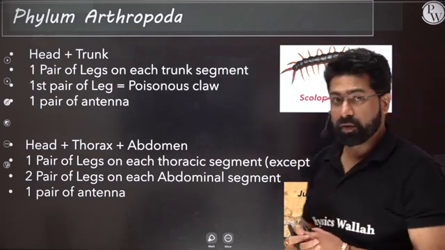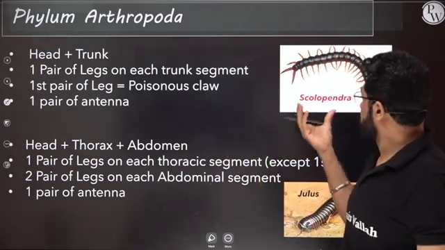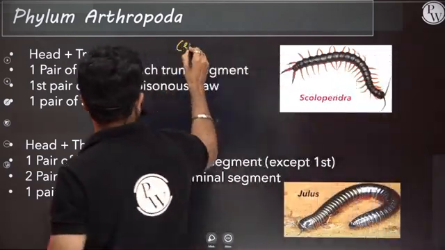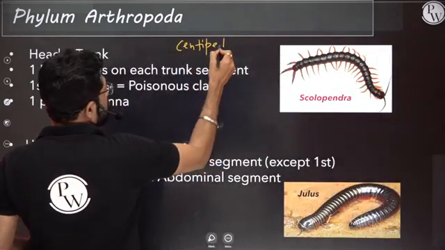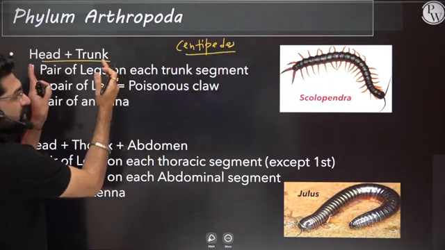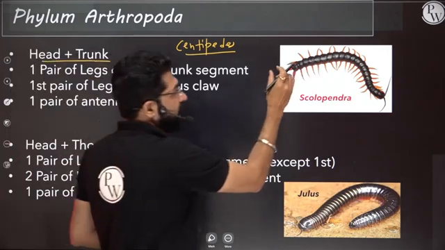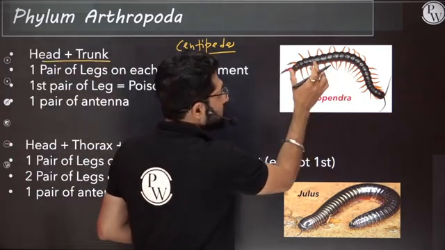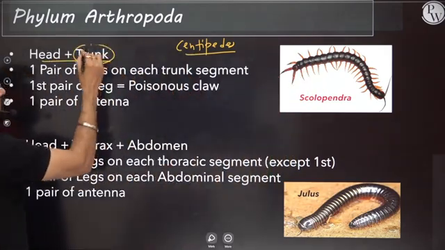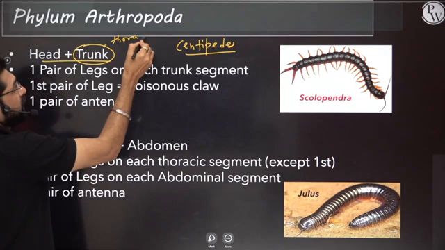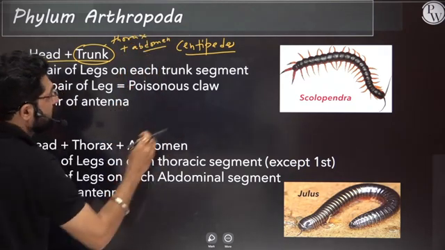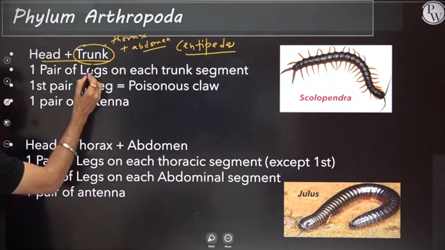Next, this class is called the centipedes. Centipedes are characterized by having a head and trunk. They don't have head, thorax and abdomen separately. The thorax and abdomen are fused and form a trunk. Please write down: thorax plus abdomen is the trunk. So they have a head and trunk.